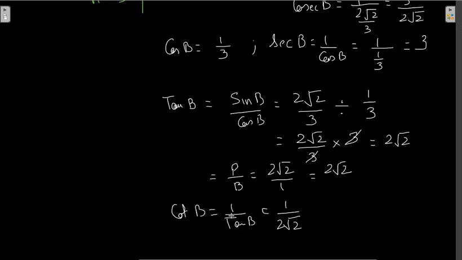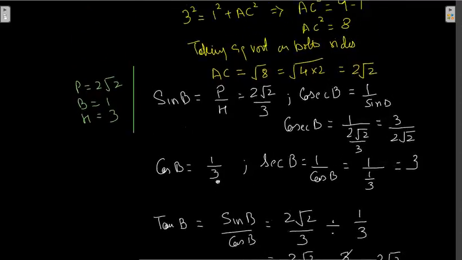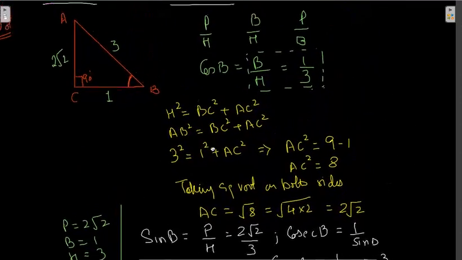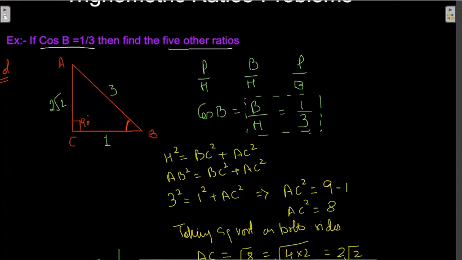So we were given one trigonometric ratio, and from there we have been able to find the rest of the trigonometric ratios. Now here an important question arises. Let's come to our question itself. Now we were given cos of b, right? And it is a ratio, right? 1 over 3.